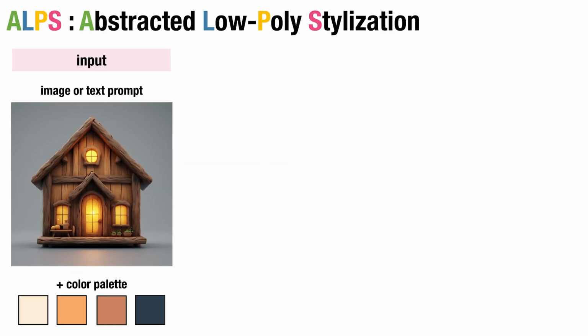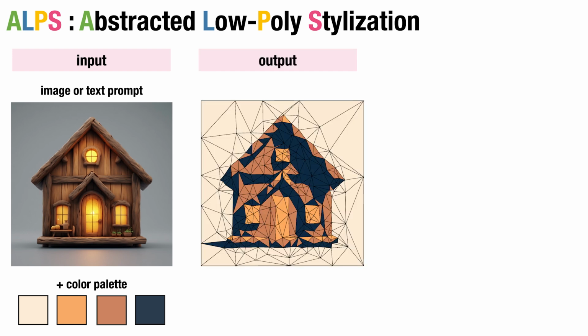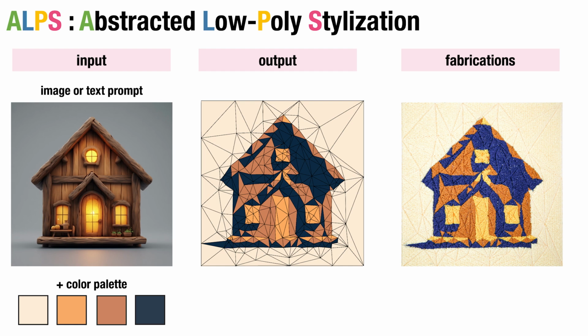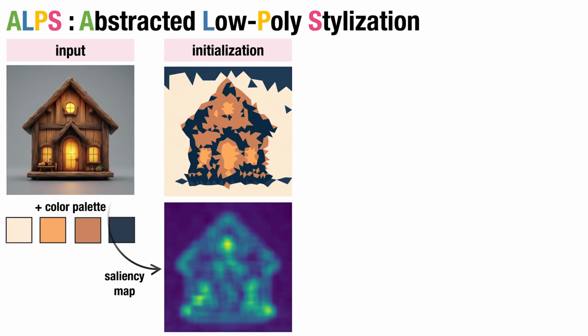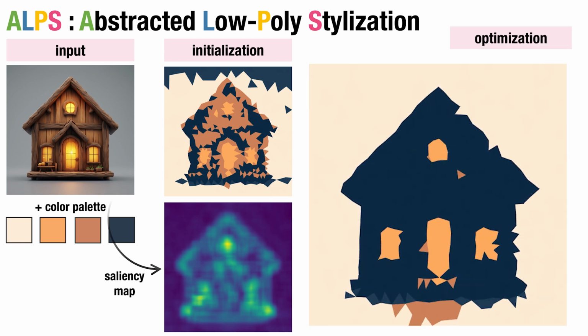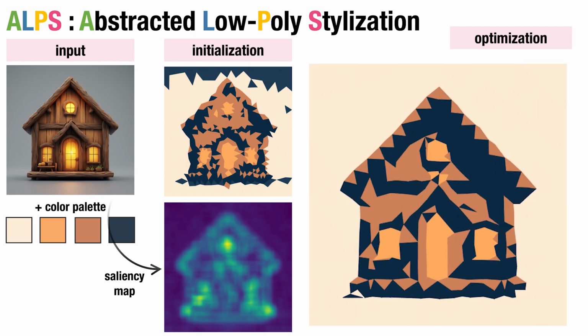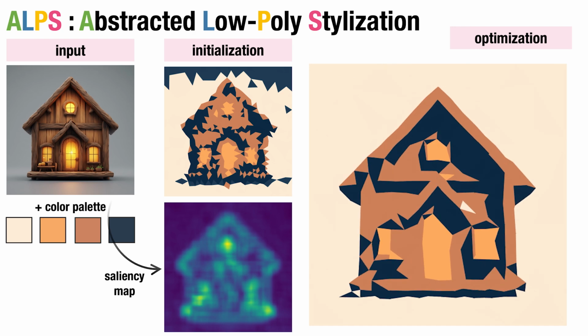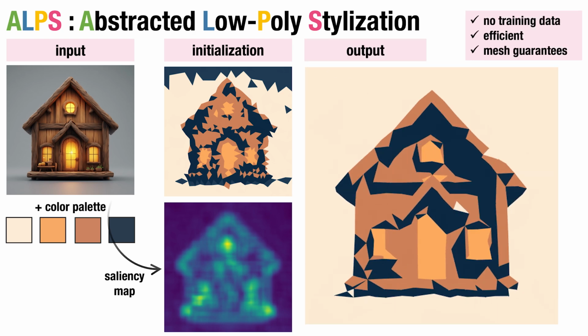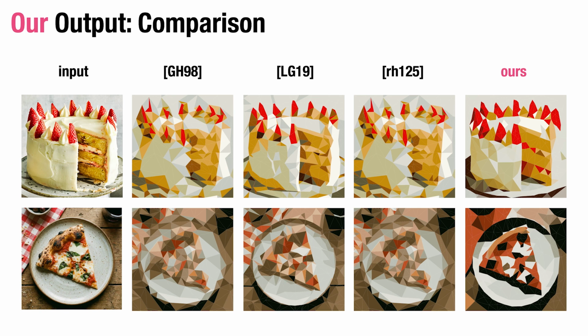We introduce ALPS, a novel method that takes an input image and a color palette to generate a low-poly vector image for further downstream applications. The result is initialized by a Delaunay triangulation of the input image based on a saliency map. Our algorithm then iteratively optimizes the mesh vertices and face colors using a score distillation sampling approach together with mesh simplification techniques. Given the cake and pizza input on the left, we compare our output again with previous work.